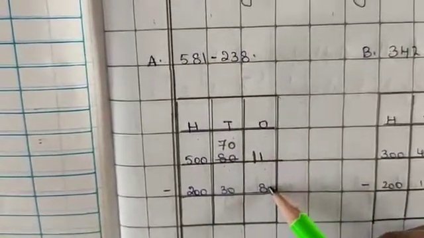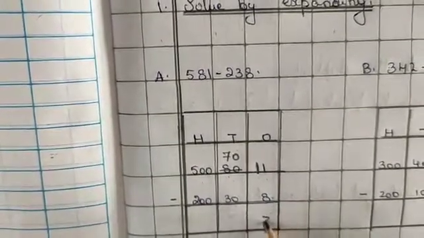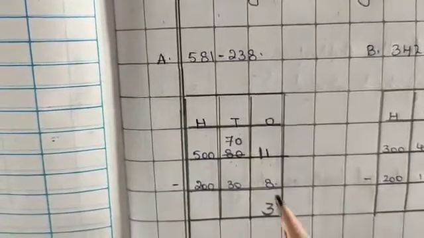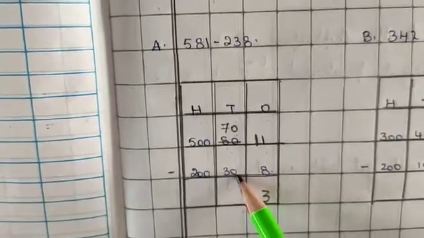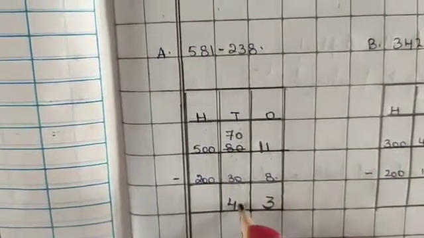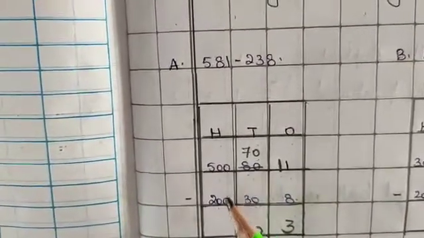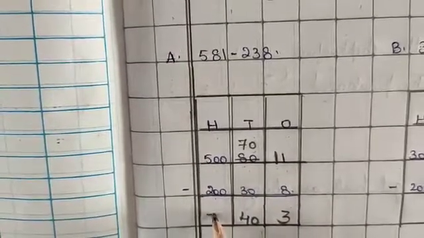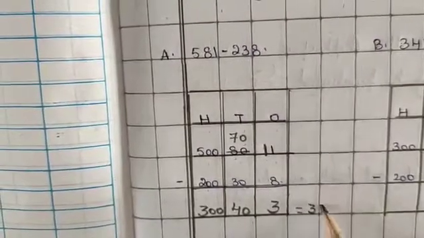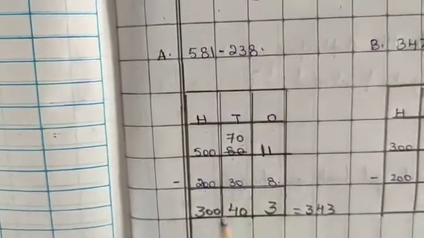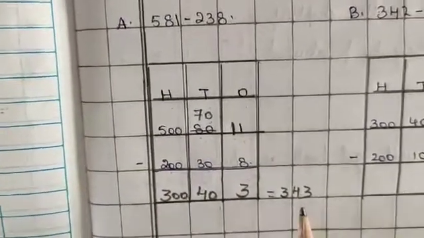So 11 minus 8. 11 minus 8 how much? 3. So we have to write 3 here. And here we have 70. 70 minus 30 will be 40. So you have to write 40. Now 500 minus 200 will be 300. So we have to write 300. So what is the answer we got? 343. 581 minus 238, we got the answer 343.